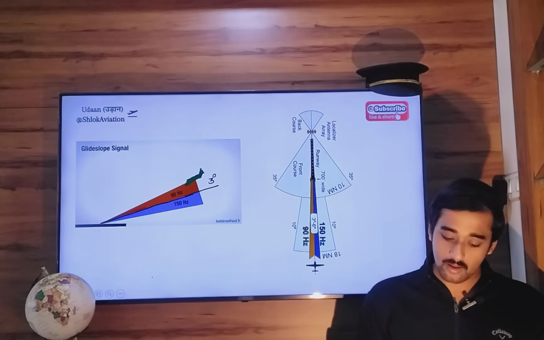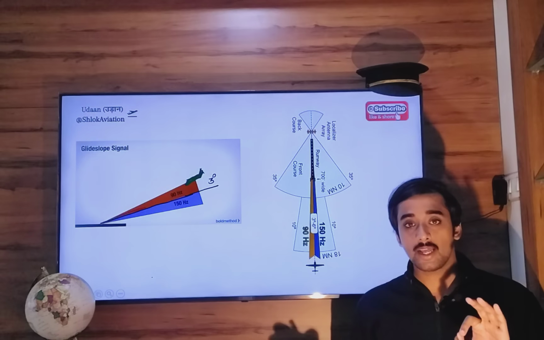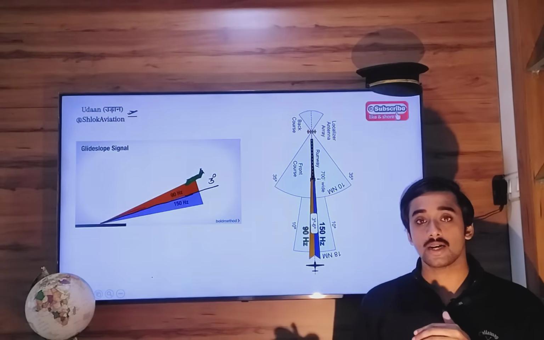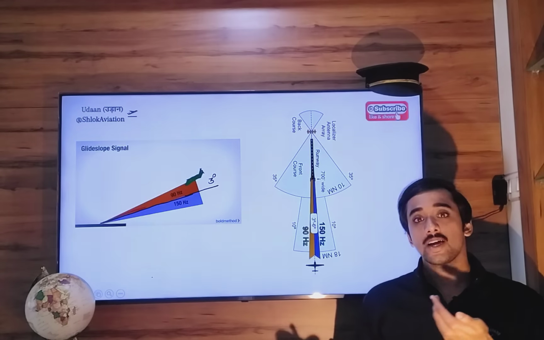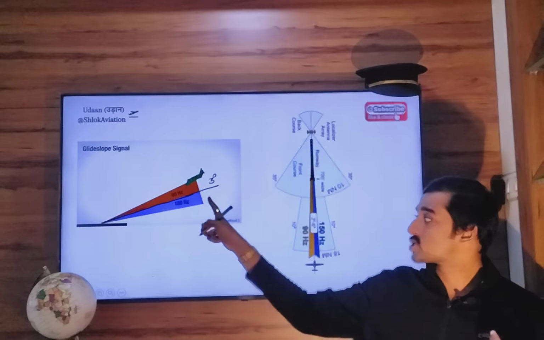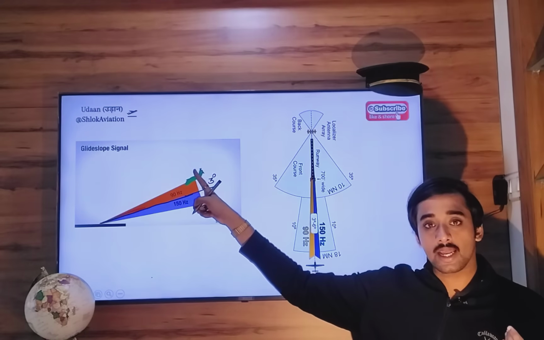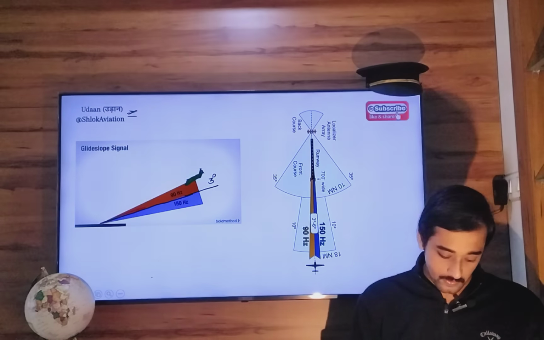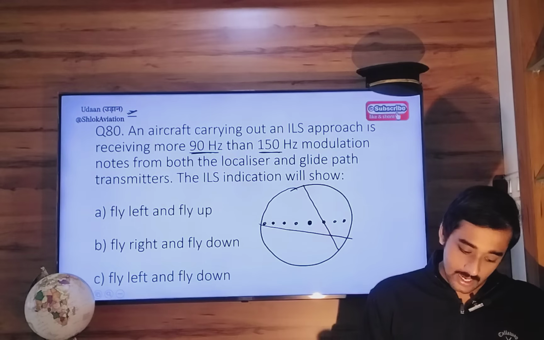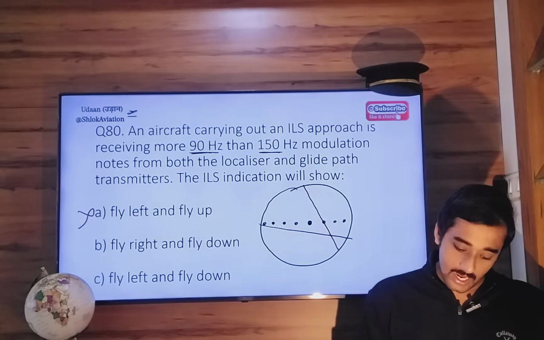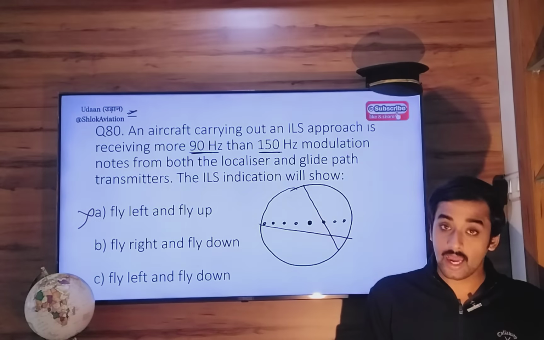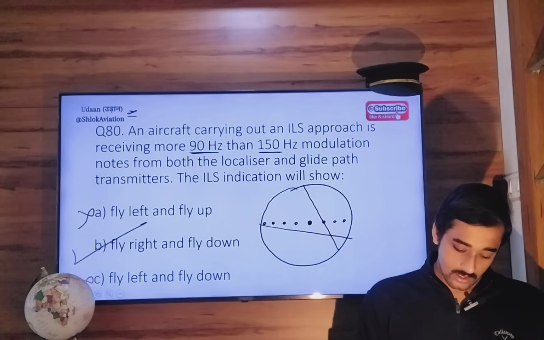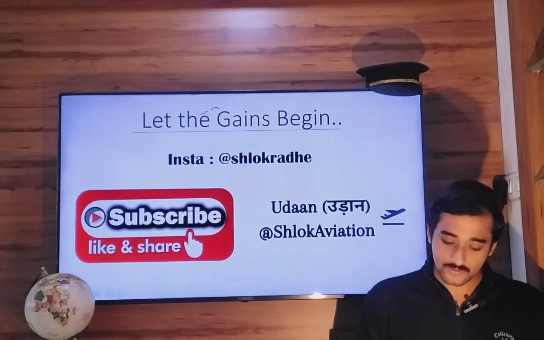So you will have to remember the radiating patterns of both the transmitters. For localizer, it's 90 Hz on the left hand side, 150 Hz on the right hand side. For glide slope, it's 90 Hz above the 3-degree glide slope, 150 Hz below the 3-degree glide slope. Okay, so fly left, no, fly right, yes, and fly down, yes. So option Bravo is the correct answer. Okay, so this is how you do this question.